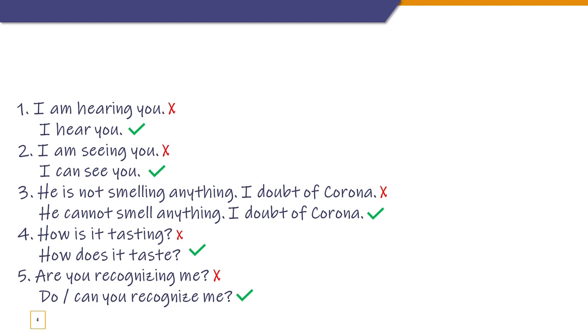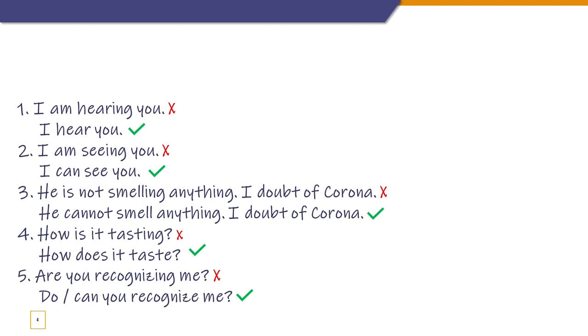I doubt of corona. So that's wrong to say. You must say that his ability to smell has been affected. So he cannot smell anything. Okay, so that is more appropriate. Now, you might be serving dinner to a friend, and maybe they are eating at that point. You want to know how the taste is, but you can't say how is it tasting. Even if they are doing the act of eating at that point, you can't ask how is it tasting. You only say how does it taste. Okay, so you're not physically doing anything there.